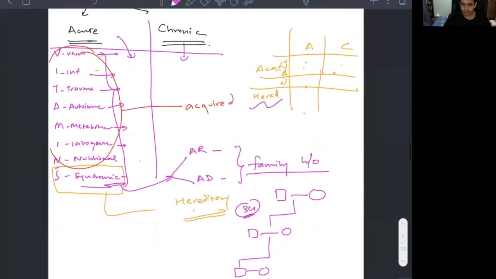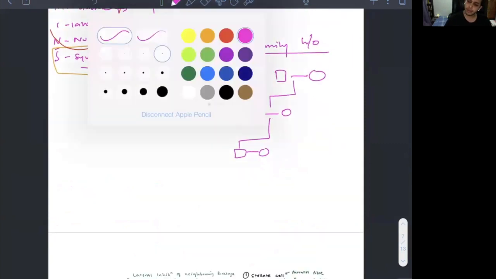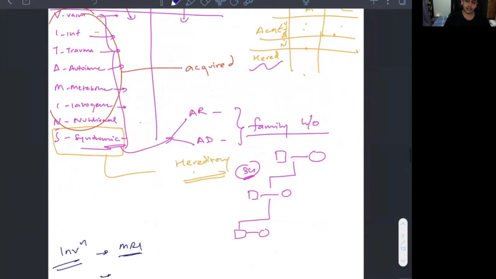So that covers your where, the what, and the why. Coming to investigations, it will depend completely on your cause. So your main investigations will be your MRI and your blood tests, specifically targeting whether there is an infection, whether there's an autoimmune cause, if there are any drugs, so you can do drug levels. If there's a nutritional deficiency, you can do vitamin levels. And if there's a syndromic problem, then you can do your genetic screening.